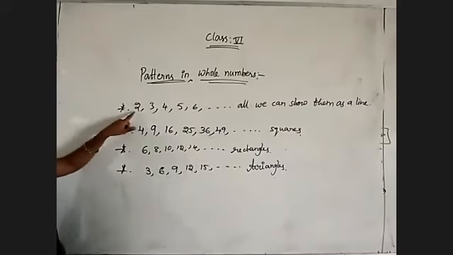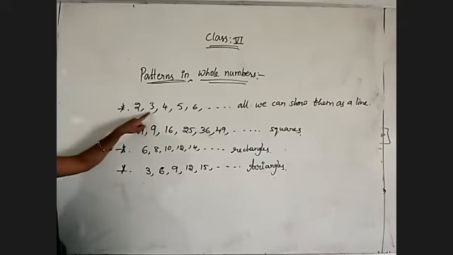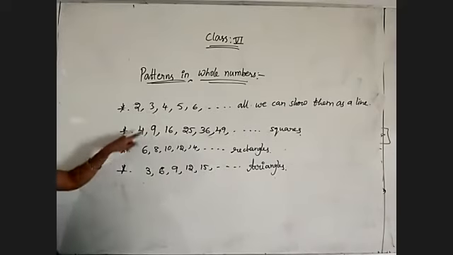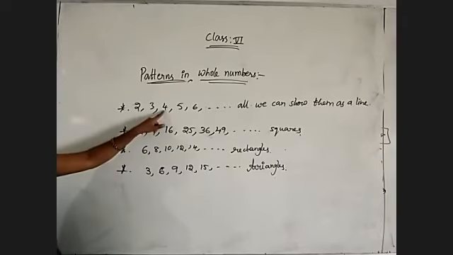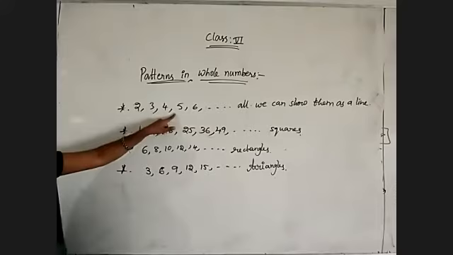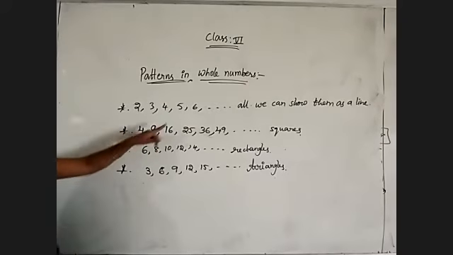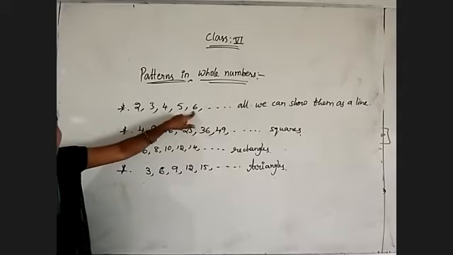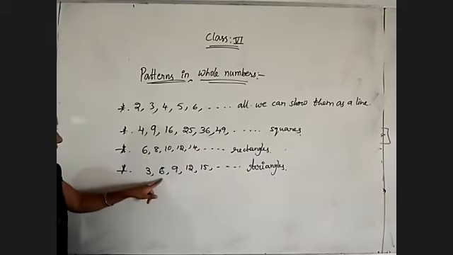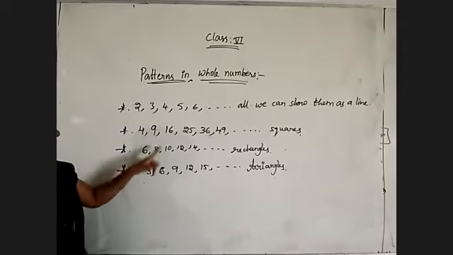Coming to 2. 2 we can show as only a line. We can't represent it as a square or rectangle. Coming to 3. 3 we can show as a line and triangle also. And 4. 4 we can represent as a square and line. 5 we can represent as only a line. And 6. 6 we can show as a line, rectangle and triangle also. Coming to 7. 7 we can represent as only a line. Here we didn't get any other shape for 7.